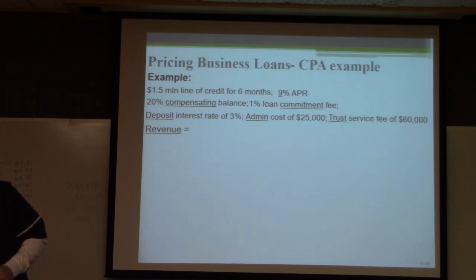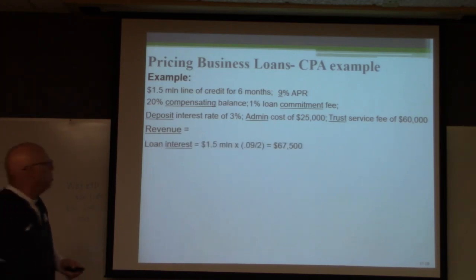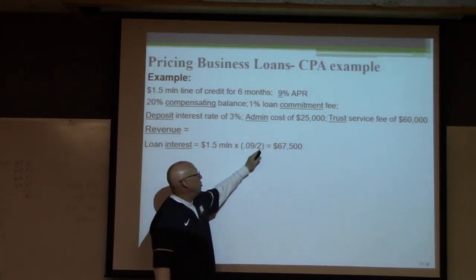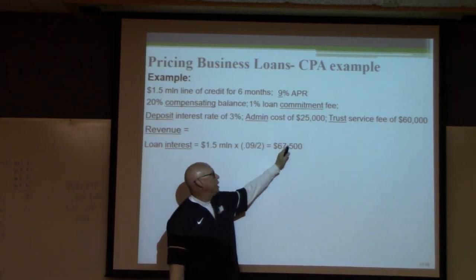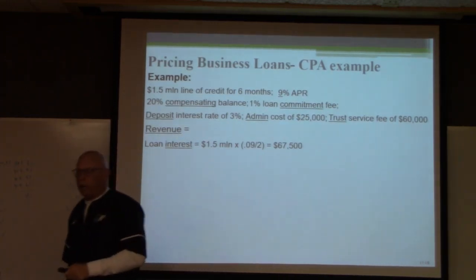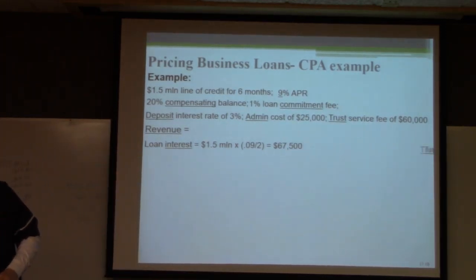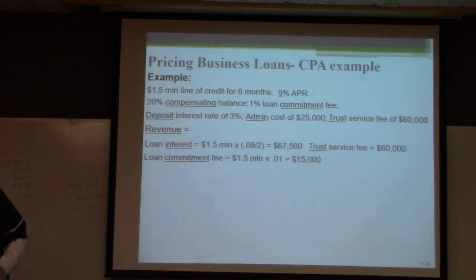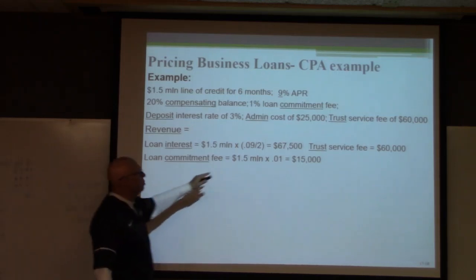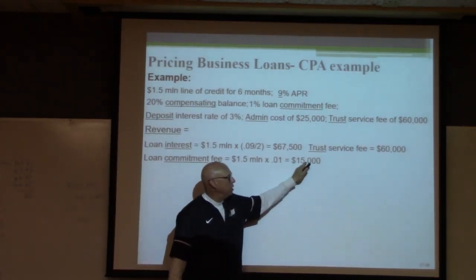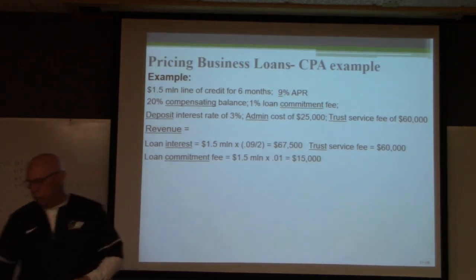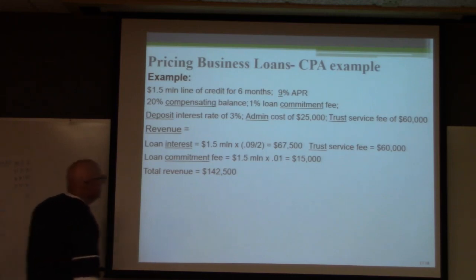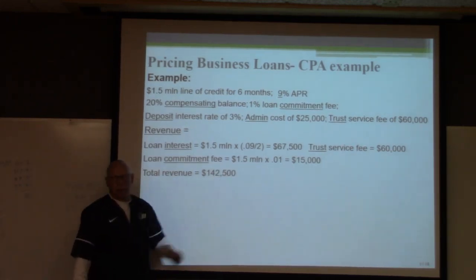So let's look at the revenues. You take the $1.5 million line of credit, times 9%, divided by 2 because it's only for half a year, and you're going to get interest of $67,500. The trust service fee is $60,000. The loan commitment fee is $1.5 million times 1%, so you're going to get another $15,000 from the customer. Your total revenue from this customer is going to be $142,500.